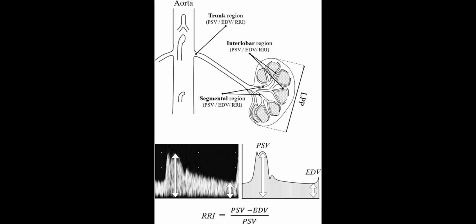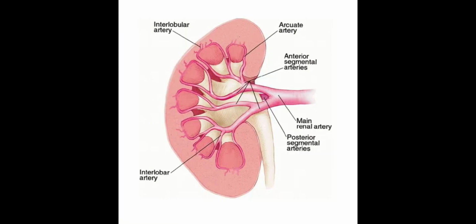We measure this with spectral Doppler ultrasound at the arcuate artery, which is located at the corticomedullary junction, or we can measure at the interlobar artery, which is adjacent to the medullary pyramids, which I will show in a picture. But it is also important to understand the correct sequence of blood flow through the kidney.